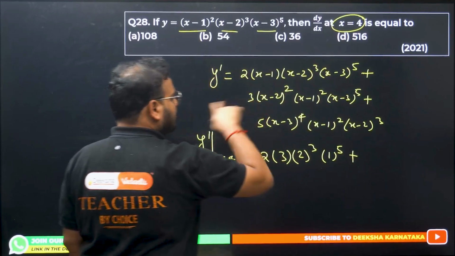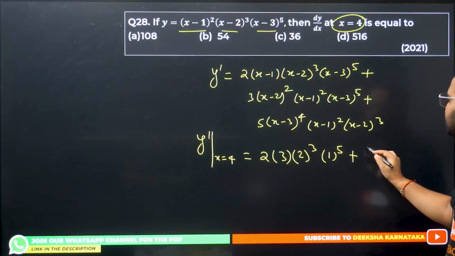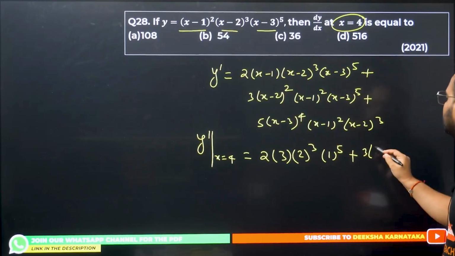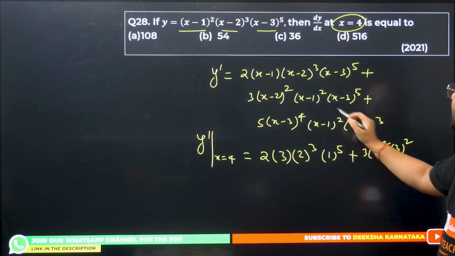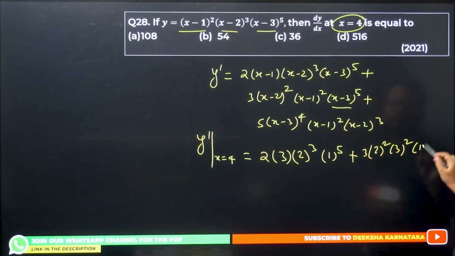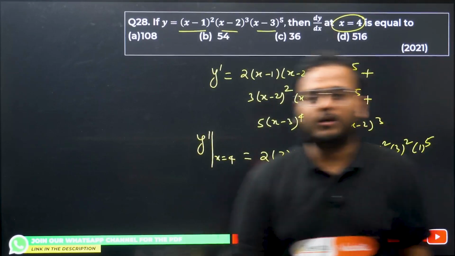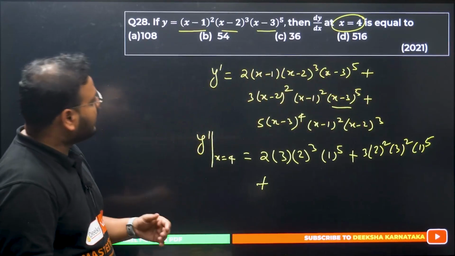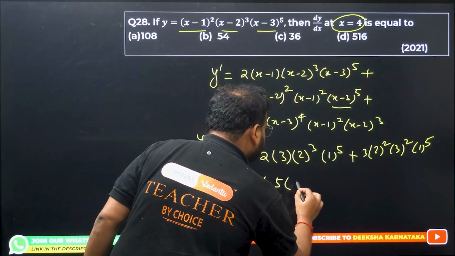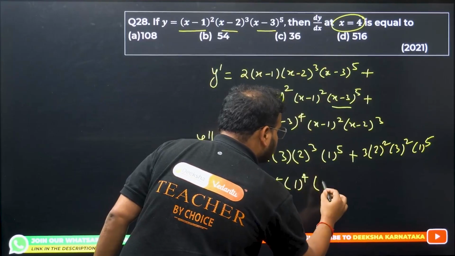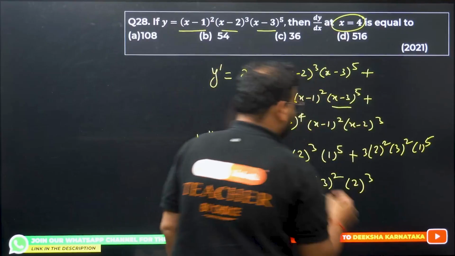Same. Continue for this part. Please check this part carefully. For the second term we'll have 3 times of 4 minus 2 again, so 2 square, 4 minus 1, so 3 square, and 4 minus 3 which is 1 power 5. If I have made any mistake in this calculation part, you have to let me know in the comment section. Usually I try not to make any, but if I have, you have to tell me. 5 times of same thing, 4 minus 3 which is 1 power 4, 4 minus 1 which is 3 power 2, and 4 minus 2 which is 2 power 3.